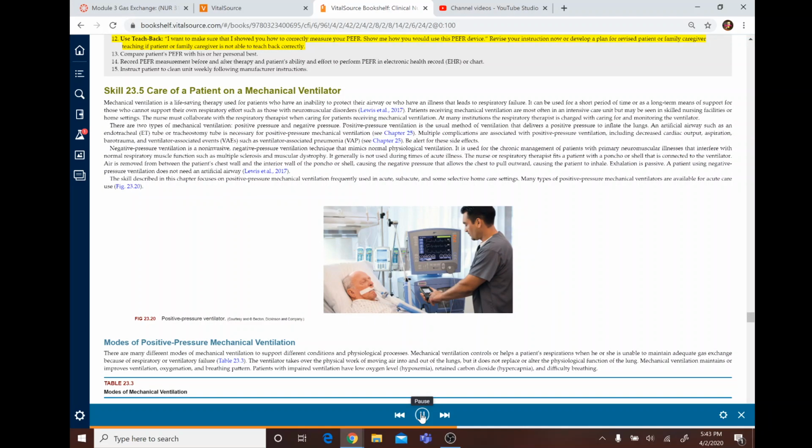12. Use TeachBack. I want to make sure that I showed you how to correctly measure your PEFR. Show me how you would use this PEFR device. Revise your instruction now or develop a plan for revised patient or family caregiver teaching if patient or family caregiver is not able to teach back correctly.